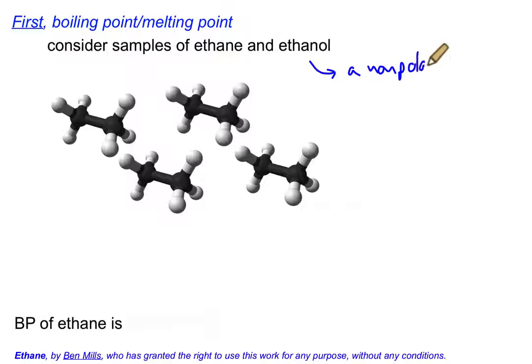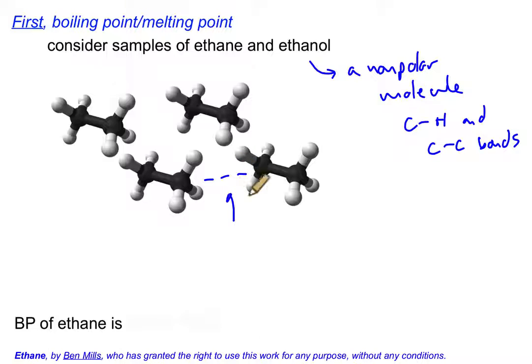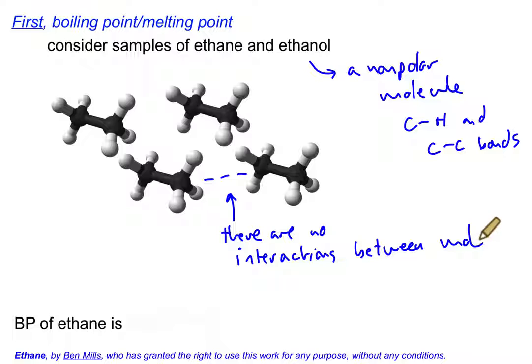So ethane is a nonpolar covalent molecule, and this is because it has both CH and CC bonds, both of which are nonpolar. So there is no polarity within the molecule. And so in terms of trying to interact with neighboring molecules, if there's no polarity, there's no delta positive, delta negative anywhere in the molecule, then there can be no interaction between them. There are no forces of attraction established between these molecules.